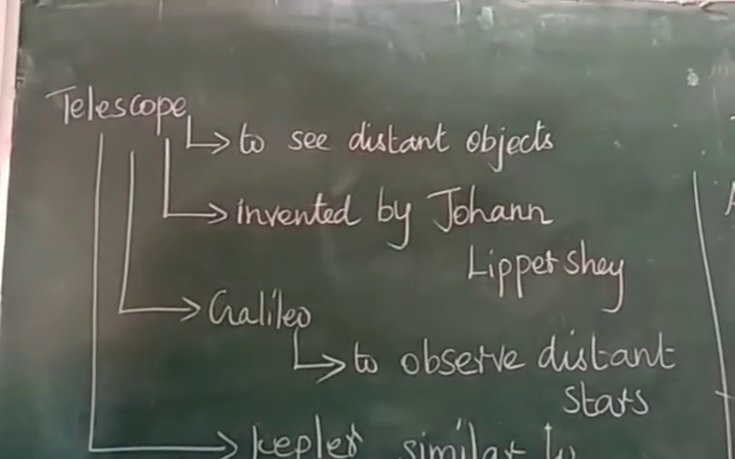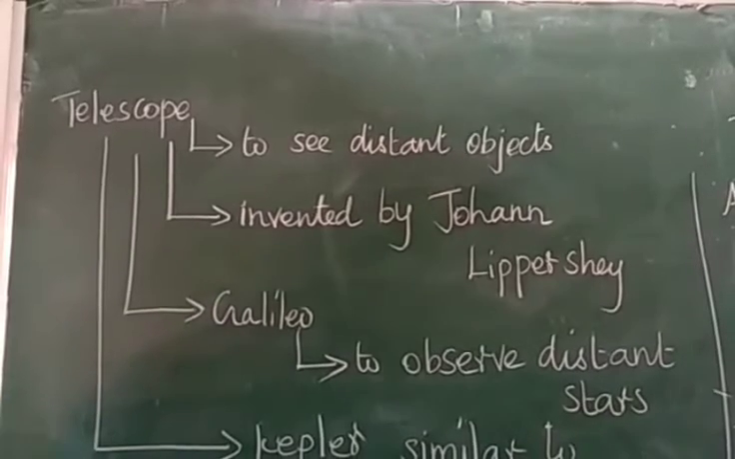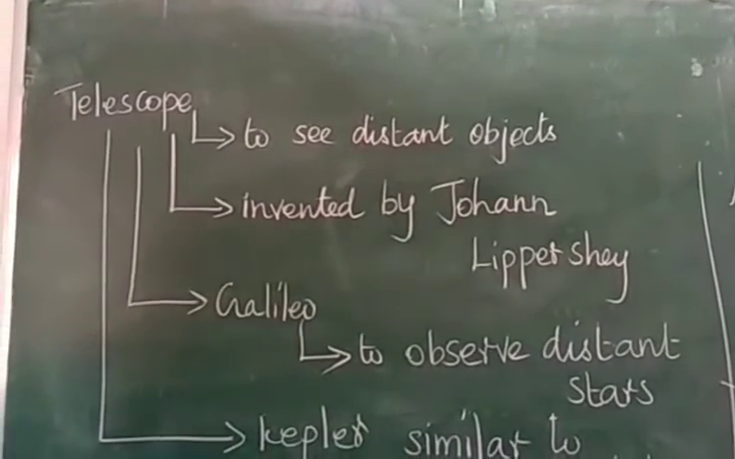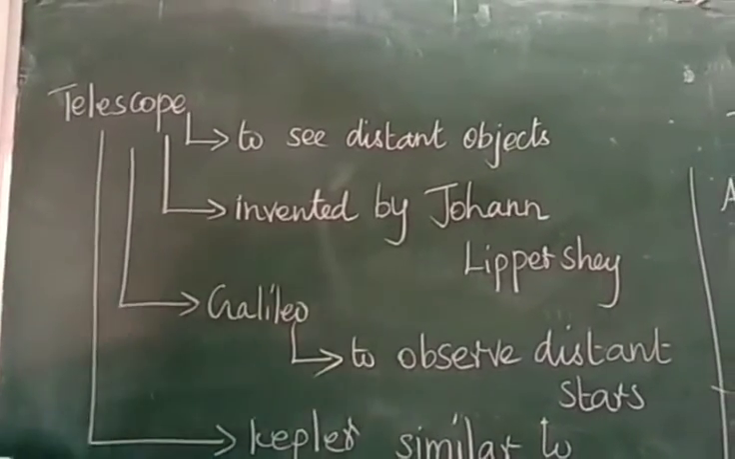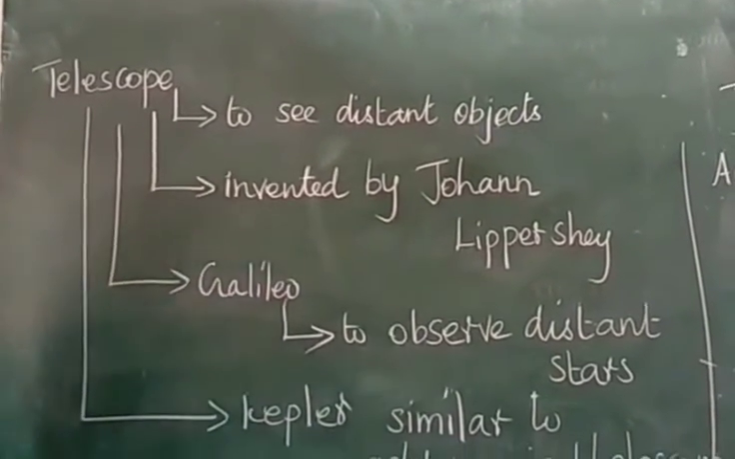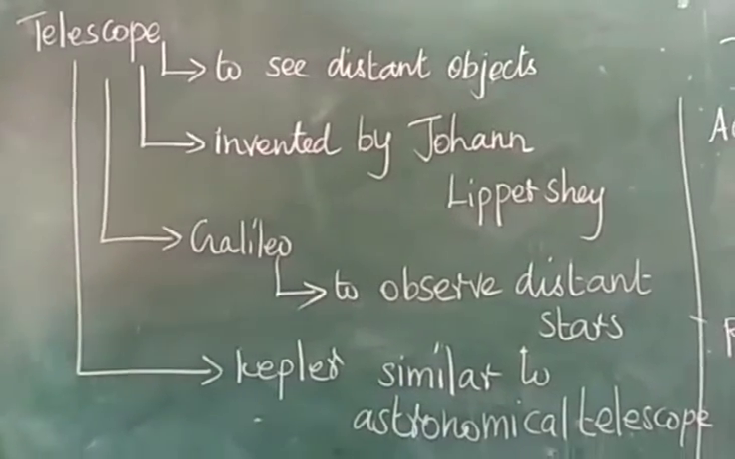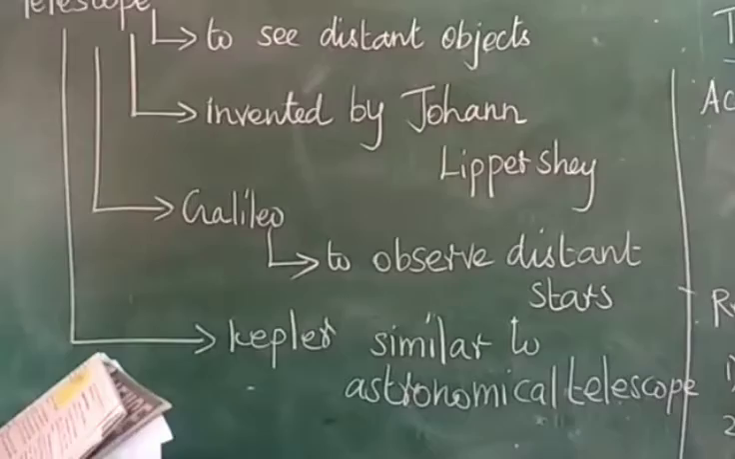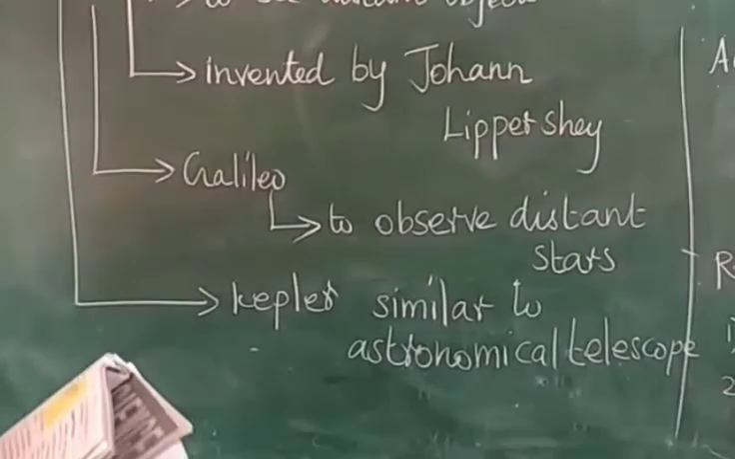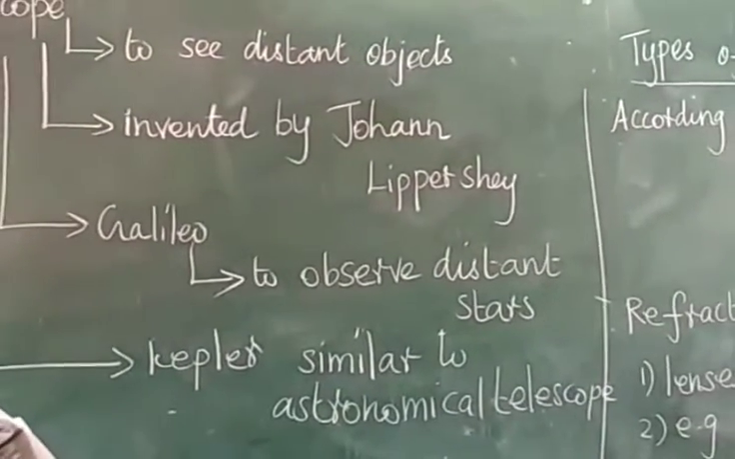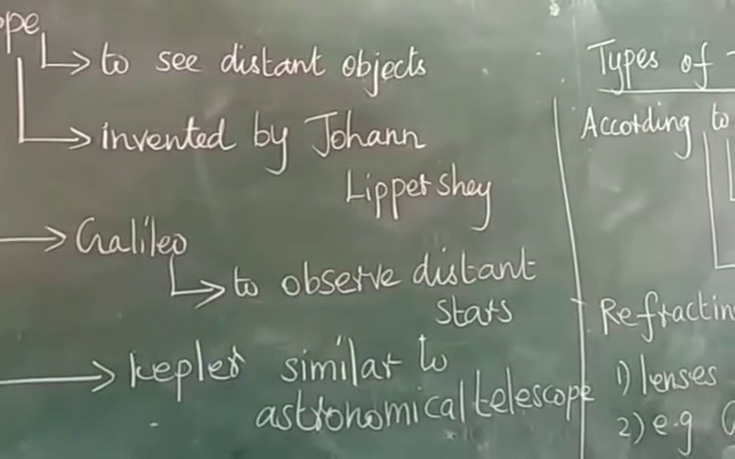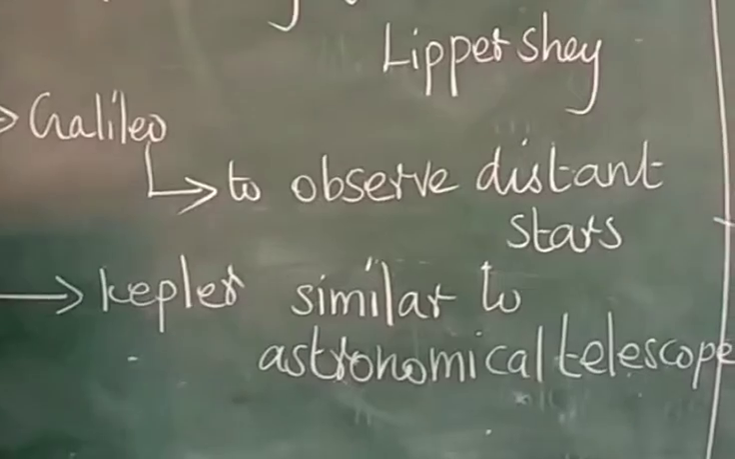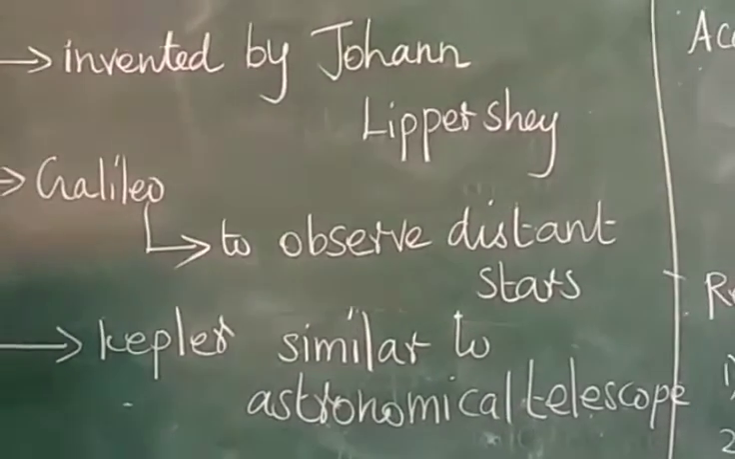What is the use of the telescope? It is used to see distant objects. Who invented the telescope? The telescope was invented by Johann Lippershey. And Galileo also invented the telescope. He got the idea to observe the distant stars. He got the idea from a spectacle maker who one day observed that a distant weathercock appeared magnified through the lens system fitted in his shop.